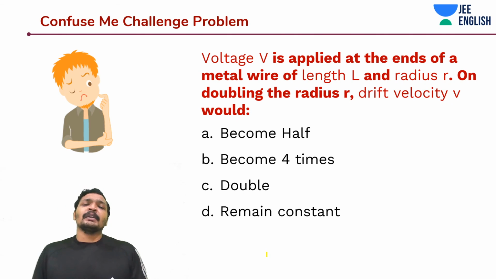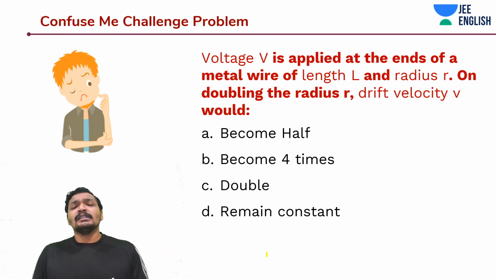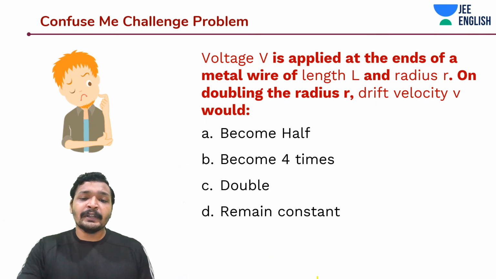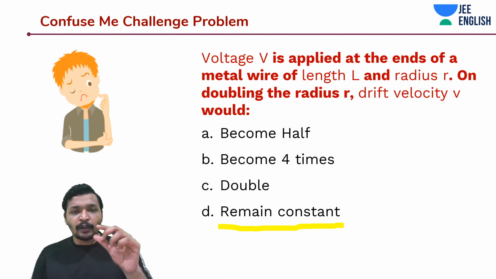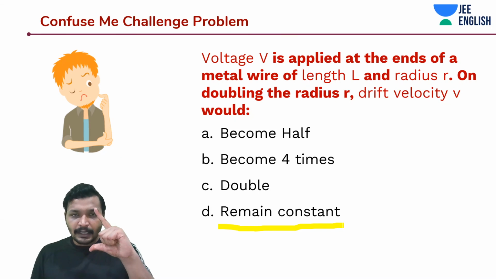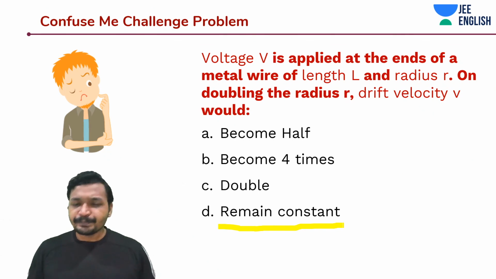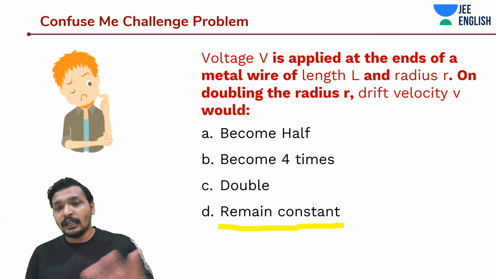Voltage is applied at the ends of the metal wire of length L and radius R. On doubling the radius R, would the drift velocity become half, become 4 times, double, or remain constant? It would remain constant. It does not matter how you vary the area. Even if you have a very small area of the same material and a constant voltage, the drift velocity is not going to change. You take a big area, drift velocity is not going to change. You need to understand this concept very critically: drift velocity is independent of area, given a constant voltage and a constant material.